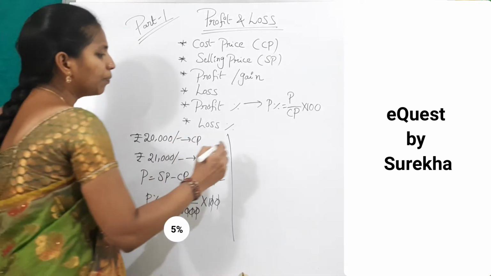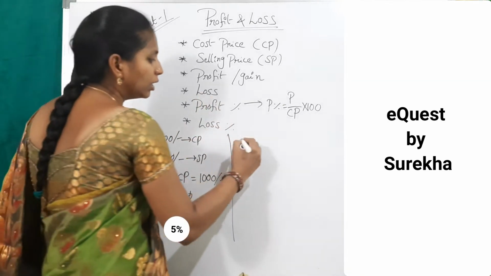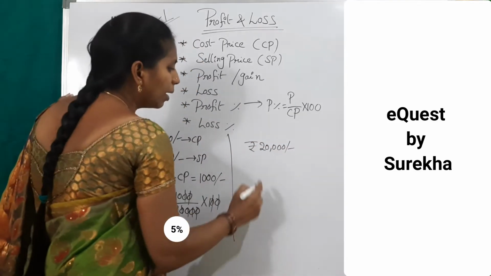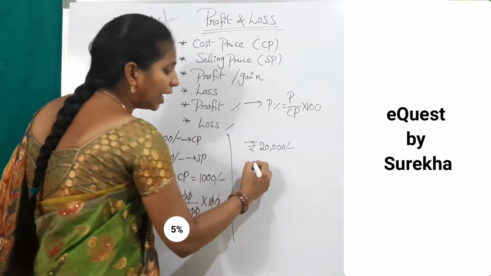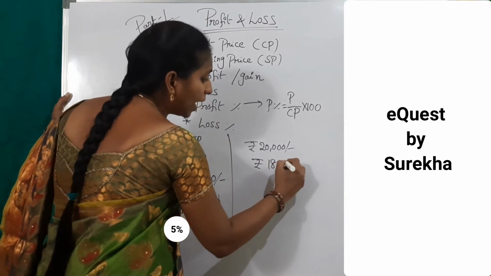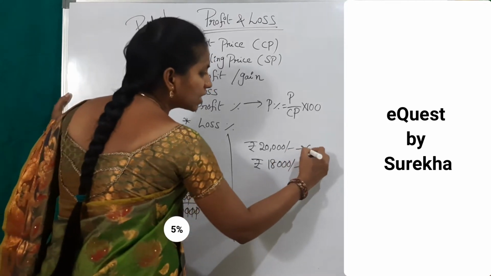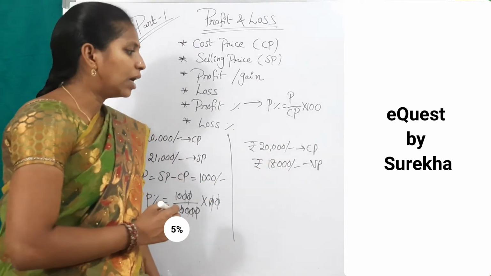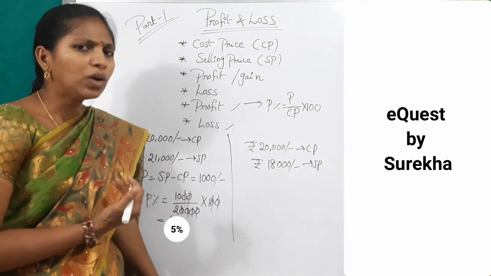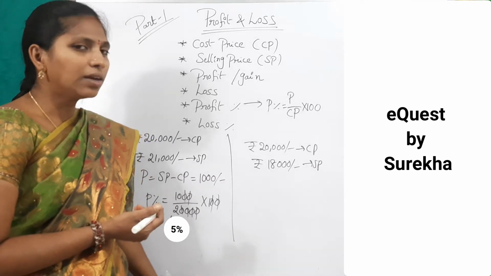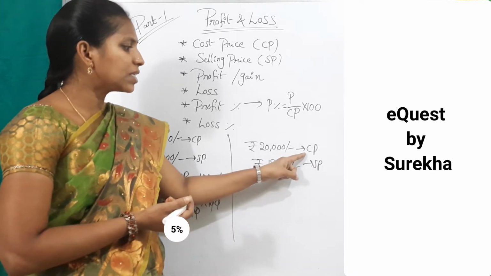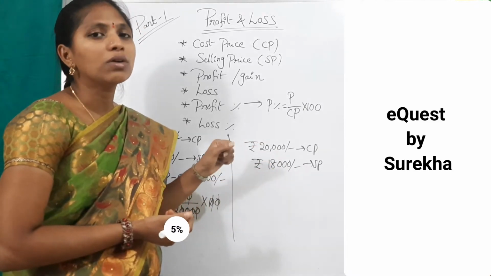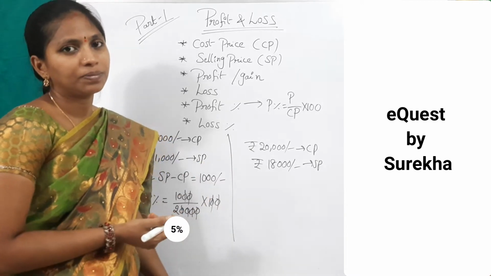Okay. Now see, I purchased a mobile phone for 20,000 rupees, same as before. But I sold that mobile for 18,000 rupees. Here this is CP and this is SP, cost price and selling price. Now see, did I get a profit or a loss? Here a loss, because the cost price is greater than the selling price. How much difference is there? 2,000. A 2,000 rupees loss.